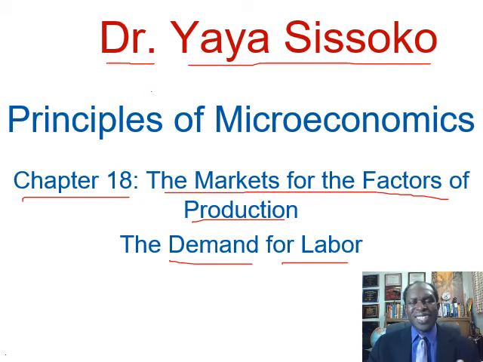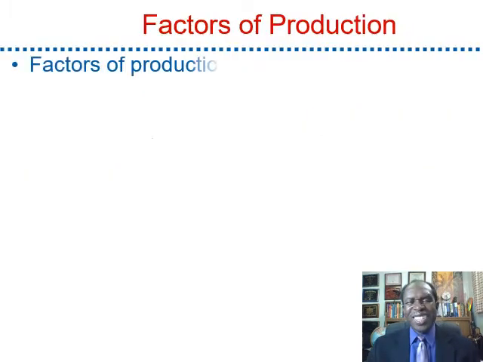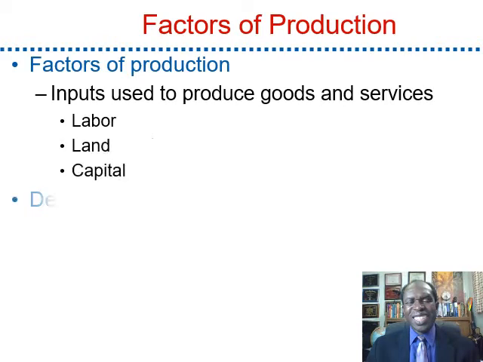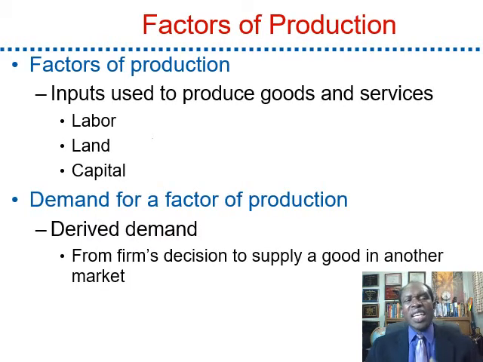Today we are going to talk about Chapter 18, the factors of production, the demand for labor. The economic income is distributed in the market for factors of production. What is a factor of production? Factors of production are inputs used to produce goods and services.